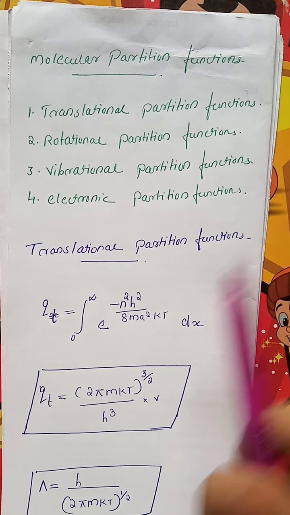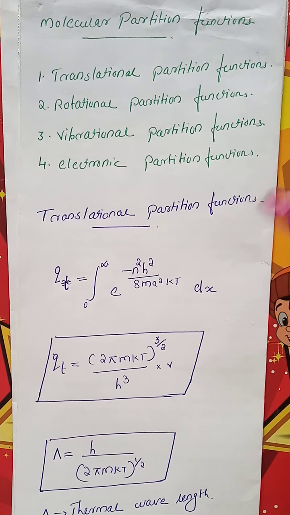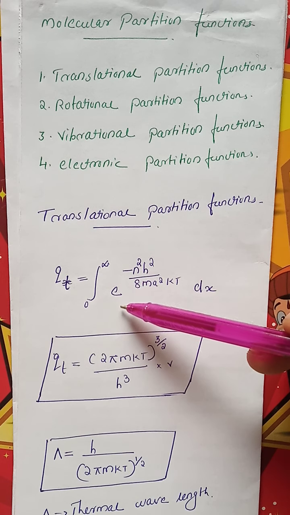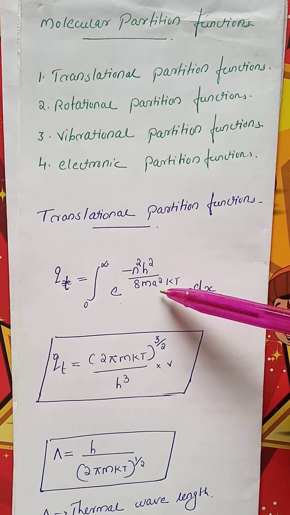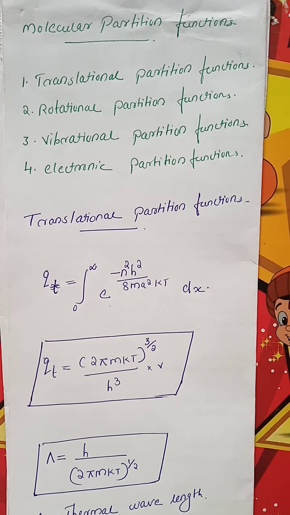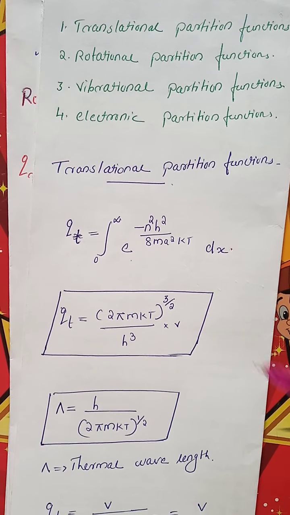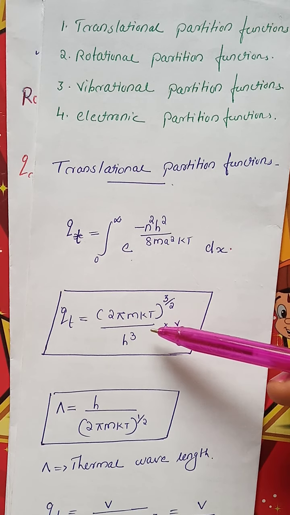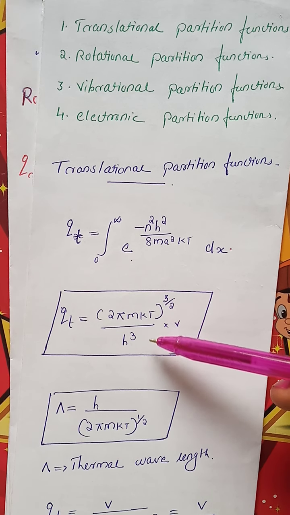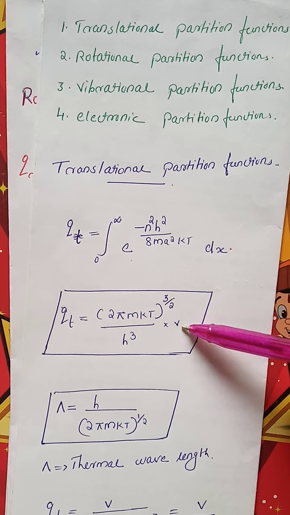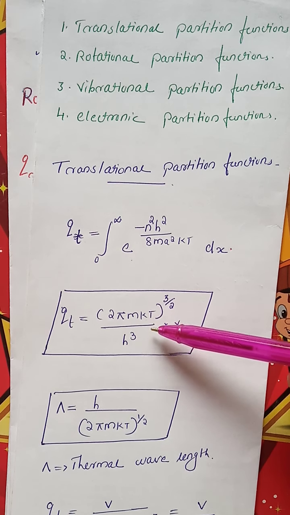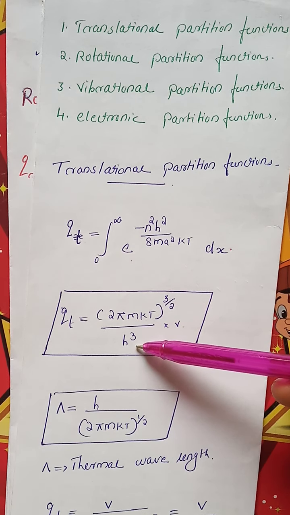First we are discussing the equation for translational partition function. Q translational is equal to integral 0 to infinity e raised to minus n square h square by 8 m a square kT into dx. This is the equation to find out the translational partition function. After integrating, we get q translation is equal to 2 pi m kT all raised to 3 by 2 divided by h cube into volume. Here m is the mass, reduced mass, k is the Boltzmann constant, T is the temperature, h is the Planck's constant.